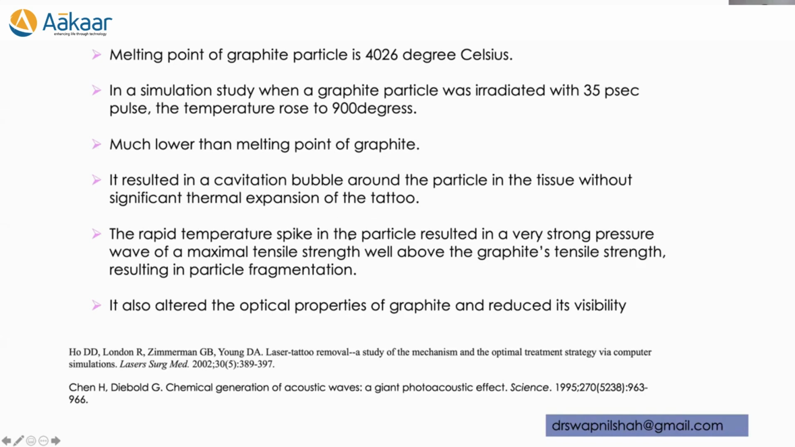This rapid temperature spike in the particle resulted in a strong pressure wave, as I was discussing earlier, which is more than the tensile strength of the tattoo particle. And because of that, the tattoos get fragmented, or the graphite gets fragmented. More important, it also altered the optical properties of the tattoo, which is not an effect of nanosecond lasers. It resulted in the immediate reduced visibility of these tattoos, and that is why you get a faster clearance with tattoos, combined with small fragments and reduced visibility of the tattoos.